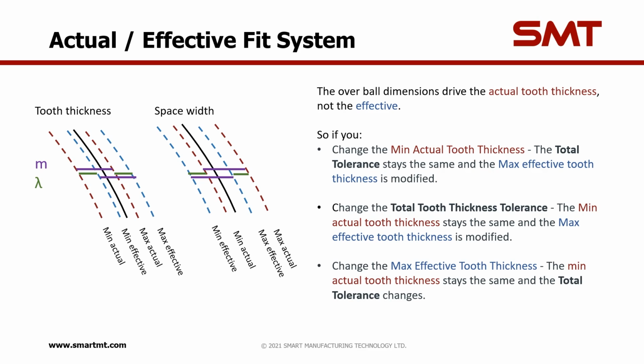So again, a few more statements to clarify this. If you change the minimum actual tooth thickness down here, the total tolerance will stay the same, and it is the maximum effective tooth thickness that will be modified. So basically, if we modify this, the tolerance will stay the same, and it's the max effective that will be changed. Next, if we change the total tooth thickness tolerance, so the combination of m and lambda, the minimum actual tooth thickness stays the same, and the maximum effective tooth thickness is modified. And then if we change the maximum effective tooth thickness, the minimum actual tooth thickness will stay the same, and it is the total tolerance that will change.